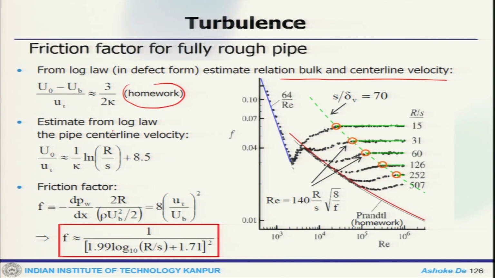Now, we can estimate from the log law that the center line velocity u naught by u tau would be 1 by kappa ln r by s plus 8.5, and the friction factor is equivalent to minus dpw by dx 2 r by this, which is 8 u tau by u b squared. So, essentially f would be of this order, and if you put this in the plot of f versus Re, then this is the 64 by Re curve and the other curves are for different s by delta v and for r by s.